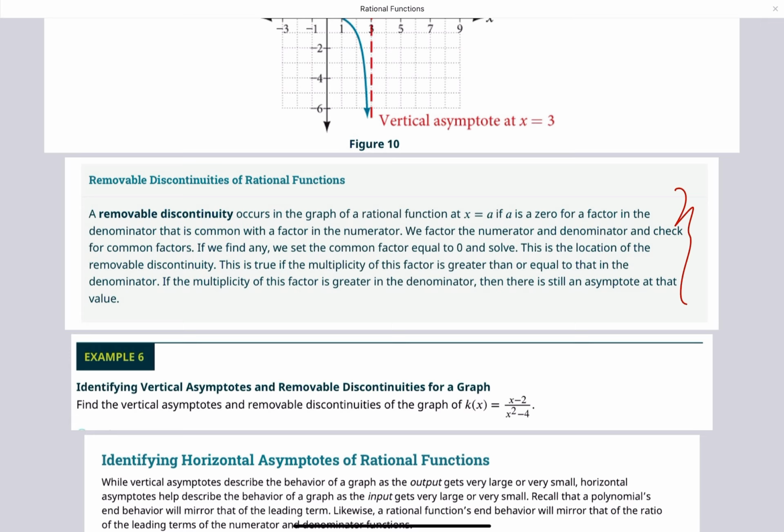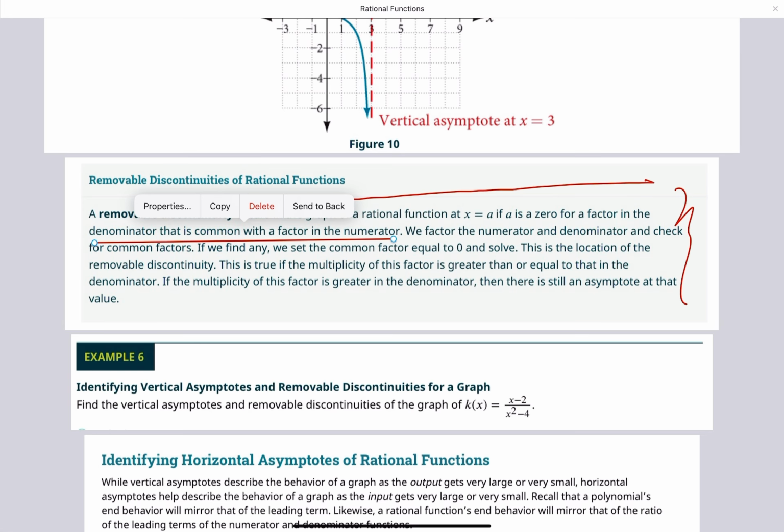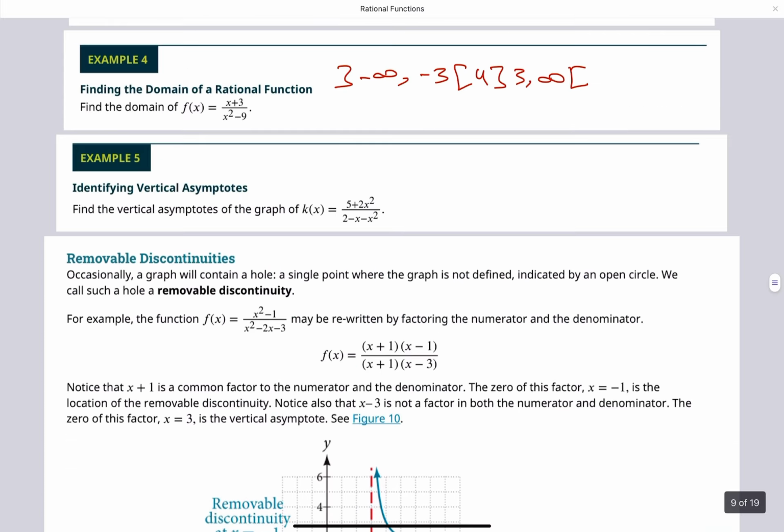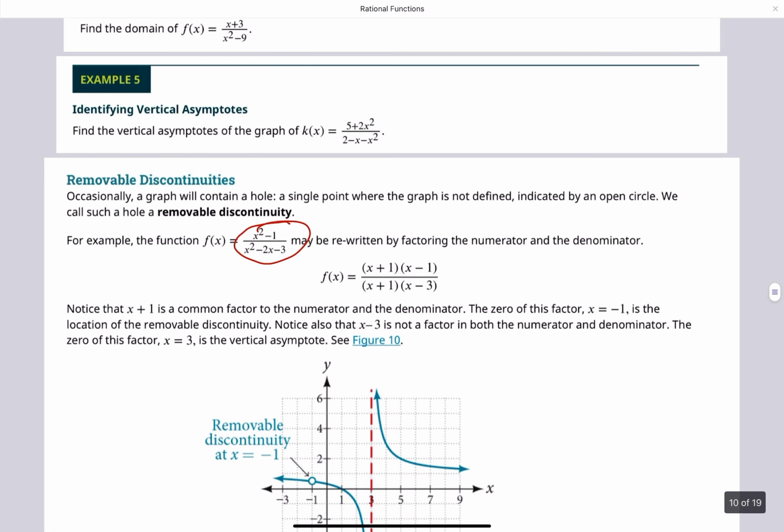A removable discontinuity occurs in the graph of a rational function at x equal to a if a is a 0 for a factor in the numerator that is common with a factor in the denominator. We factor the numerator and the denominator and check for common factors, as we've done. You can't just tell by looking at this, do we have any common factors? No, you need to factor it out first. Once you're done with that, then you can tell if we have any common factors, yes or no.